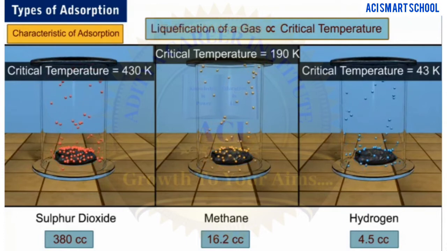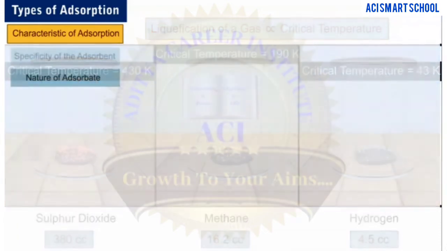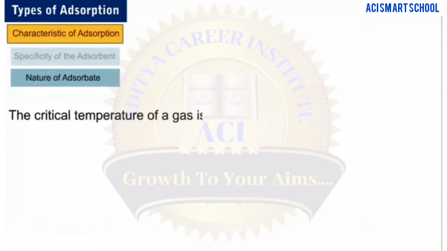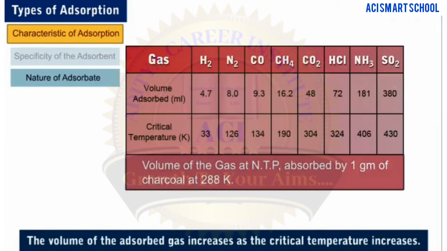This is because gases that can be easily liquefied have high critical temperatures and are more easily adsorbed. This can be attributed to the fact that the van der Waals forces are strong in the range closer to the critical temperature of that gas. The critical temperature of a gas is defined as the temperature above which the gas cannot be liquefied, however high the pressure applied. It can be seen that the volume of the adsorbed gas increases as the critical temperature increases.